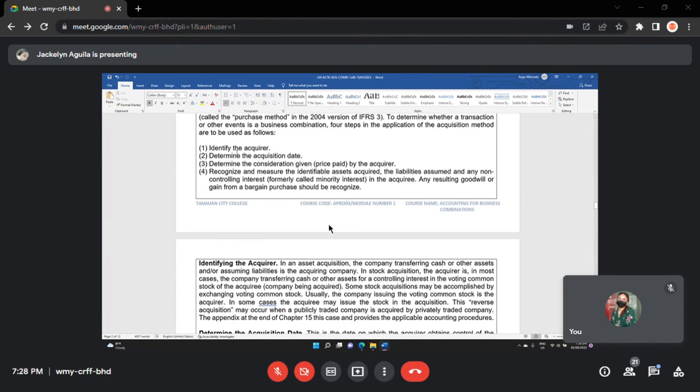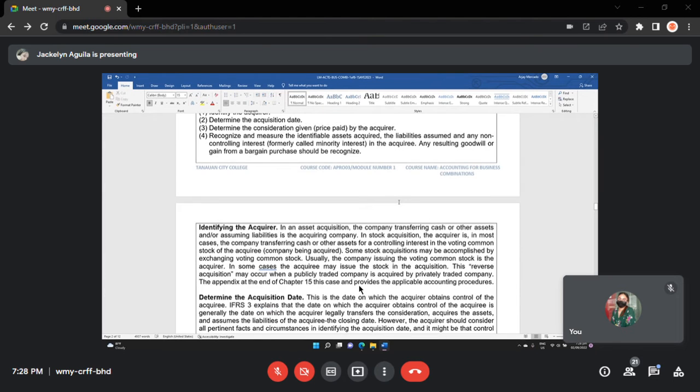First, identify the acquirer. Second, determine the acquisition date. Third, determine the consideration given, the price paid by the acquirer. Fourth, recognize and measure the identifiable assets acquired, the liabilities assumed, and any non-controlling interest, formerly called minority interest, in the acquiree. Any resulting goodwill or gain from a bargain purchase should be recognized.